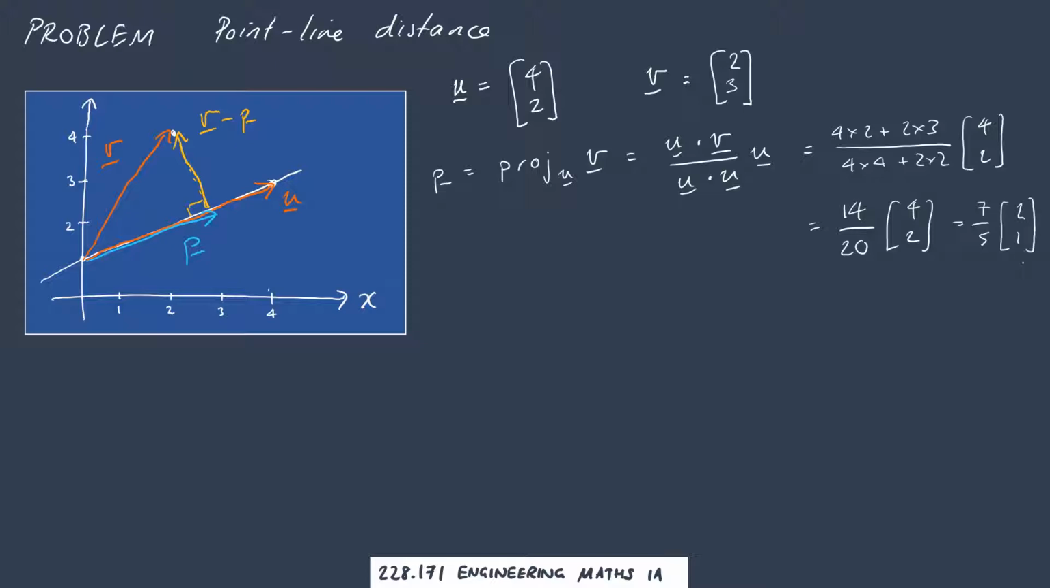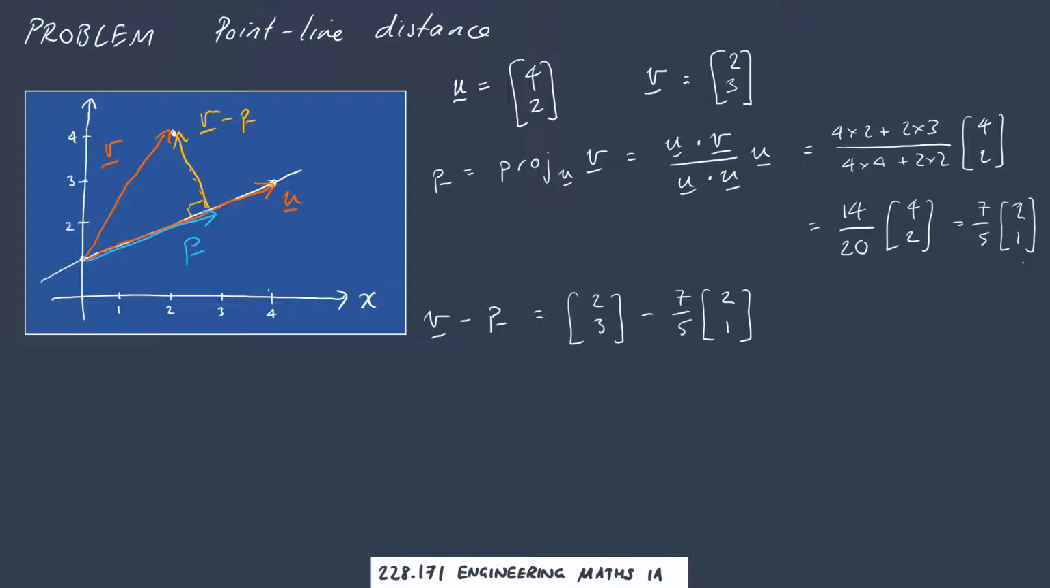Okay, the simplification is just to make things look a little bit nicer. We could have left it in the form we had it before. That would have been fine too. Okay, so that's our vector p. Next one we want is v minus p. So v minus p is going to be 2, 3 minus 7 fifths times 2, 1. At this point, if you like, you could convert it to decimals and just work that way. I'll leave it as a fraction just because.